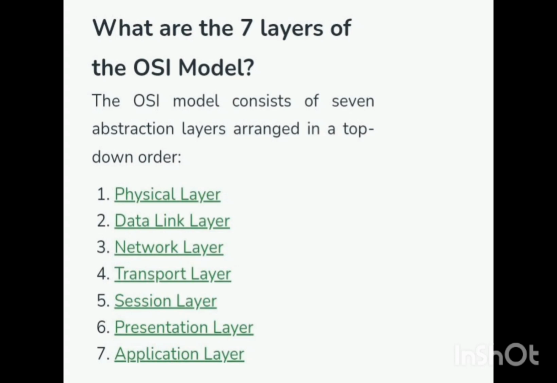Physical layer, data link layer, network layer, transport layer, and then session layer, presentation layer, application layer. The OSI model consists of 7 abstraction layers arranged in a top to down order. We should not change the order of the layers. So first physical, then data link, then network, transport layer, session layer, presentation layer, and then application layer. First we will be seeing the importance of the physical layer.